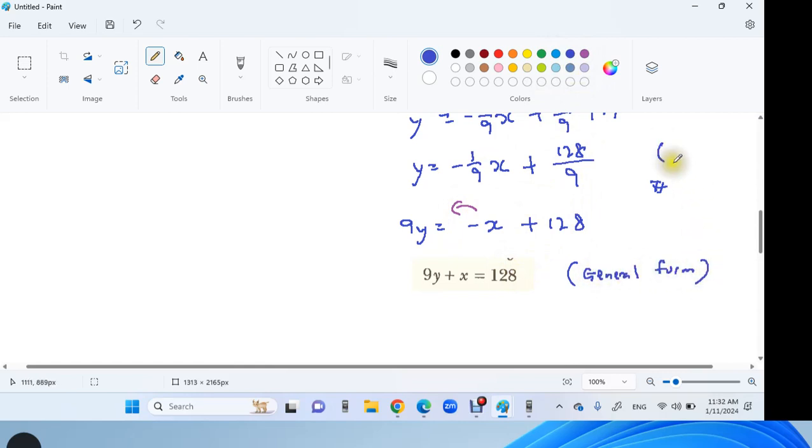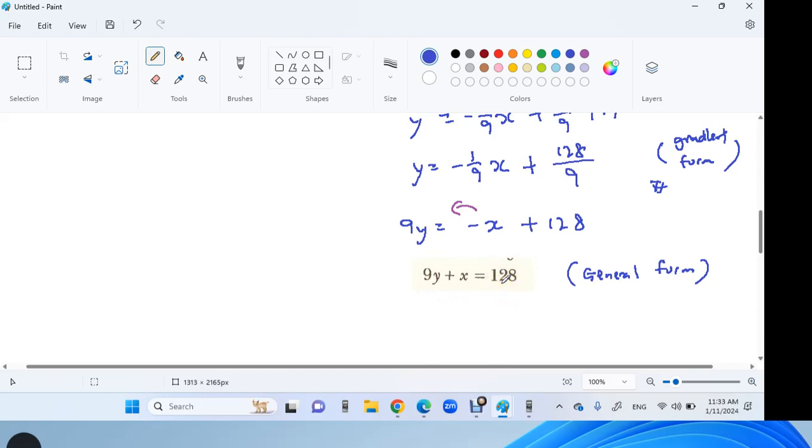But I will prefer to write this one, which is the gradient form. I prefer to write it this way, y equal to mx plus c, because from this equation I can straight away know that the gradient is -1 over 9 and the y-intercept is 128 over 9. The only benefit of writing in the general form is that in the textbook and in the exercise book they write this way, so they can save space in the textbook.